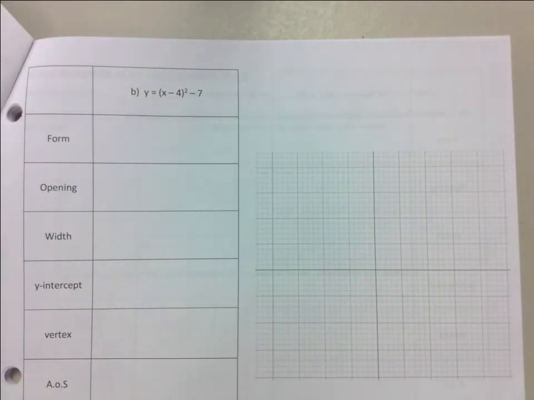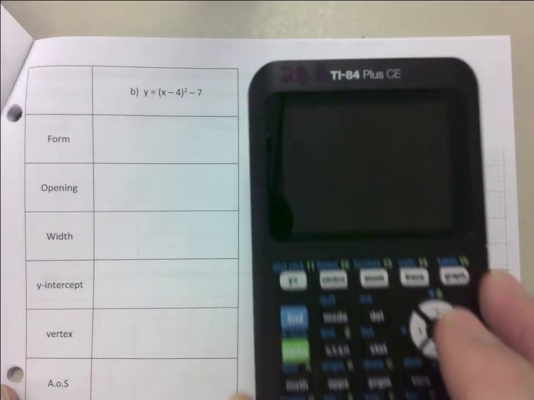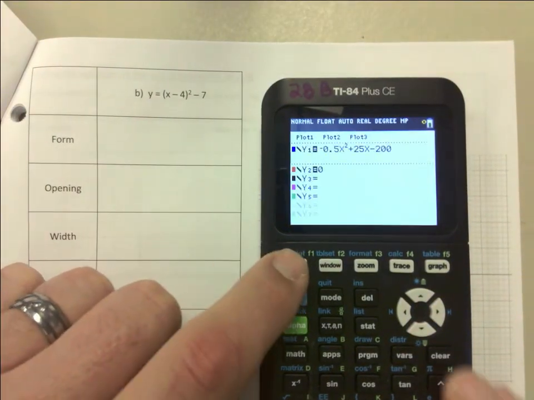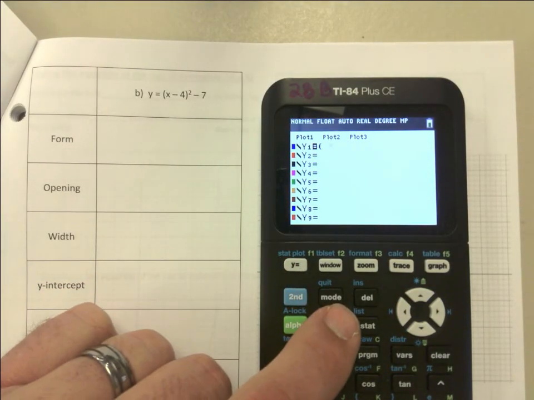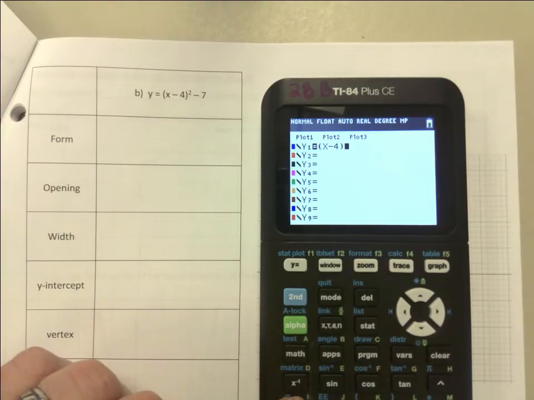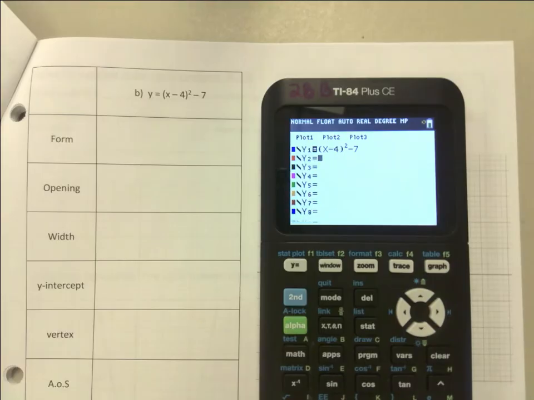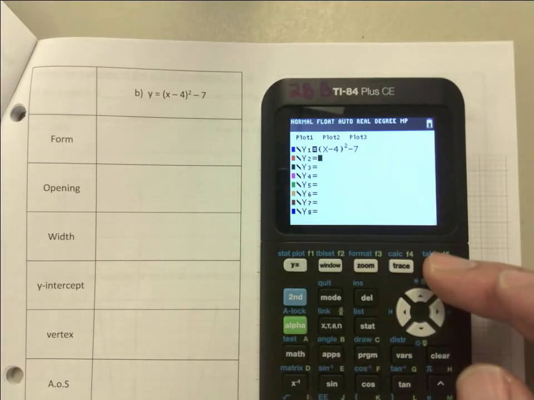So make sure you follow along. It doesn't matter if you've done this already. I'm going to try to walk you through some issues on purpose. Okay? So I'm going to enter this into my calculator. That's where it all starts. Exactly the way you see it: X minus 4 squared minus 7. Let's hit graph.